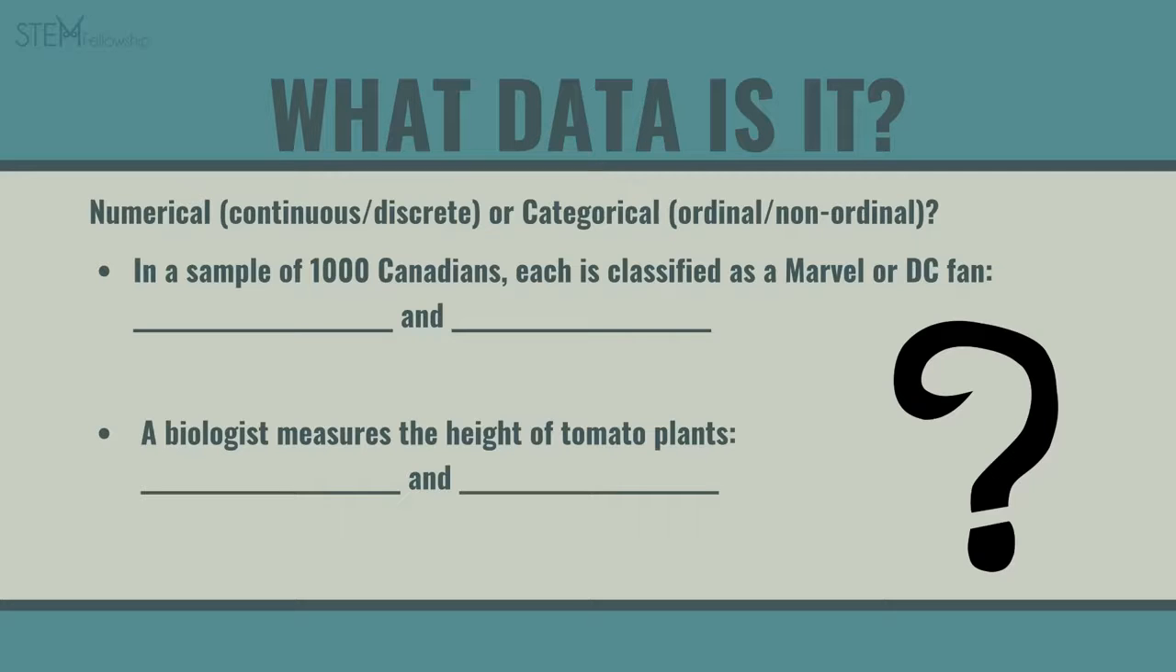2. A biologist measures the height of tomato plants. This is numerical because you're ending up with a number, and it's continuous because you can always go smaller and smaller when you're measuring something like height. If you have 1 meter, you can go down to 0.5 meters, you can go down to 0.25 meters, and so on.